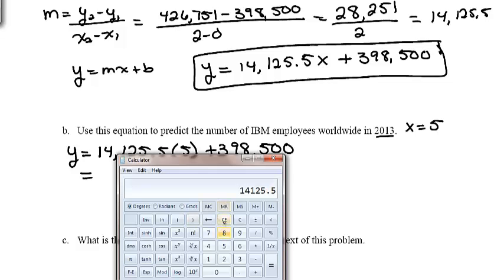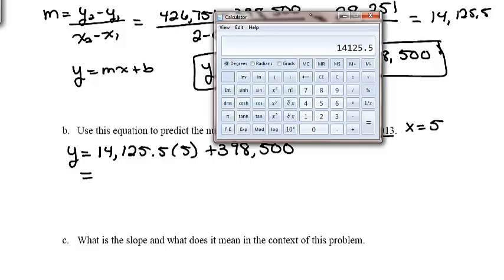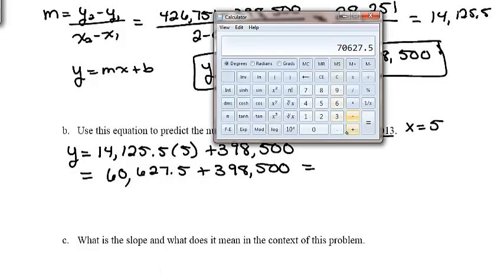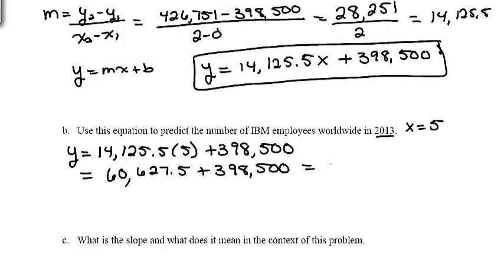And do this on your calculator. So we already have the 14,125.5 in there. We need to multiply that by 5. That gives us 70,627.5. And we're going to add to that the 398,500. Which gives us 469,127.5.